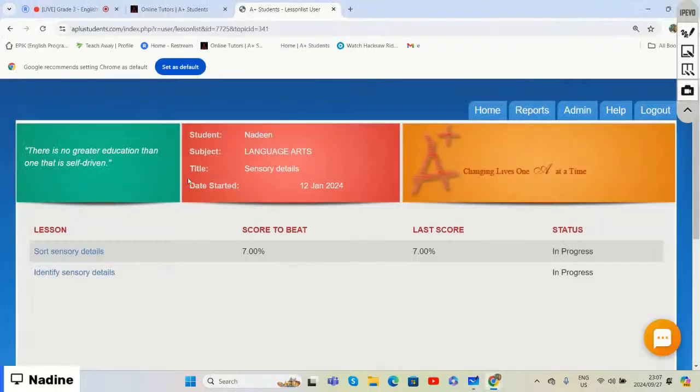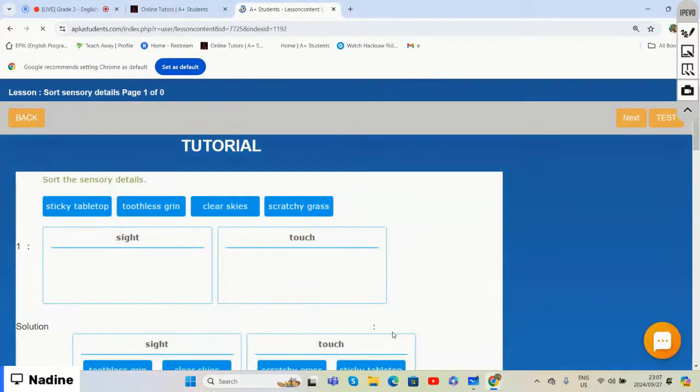So now we're going to aplusstudents.ca and we're going to sort sensory details. Here we have an activity that is given to us. We need to sort out the words that are given to us under sight, things that you can see, and touch, things that you can touch.